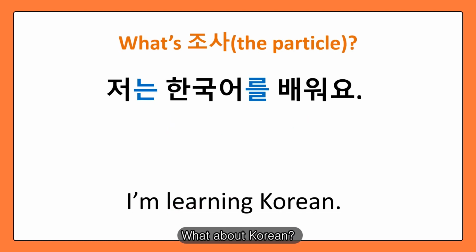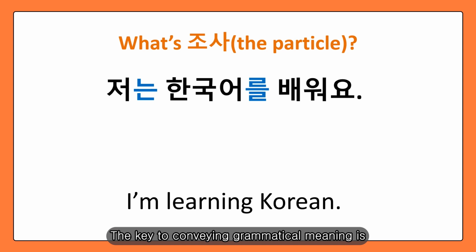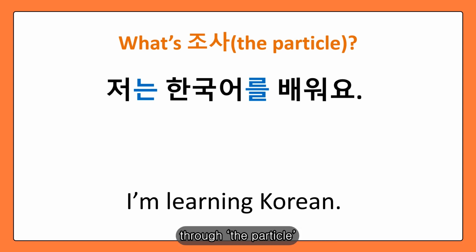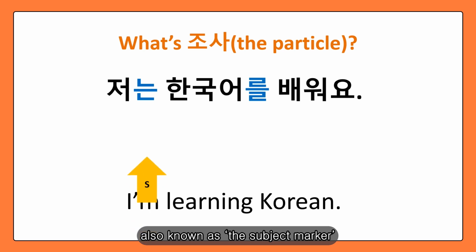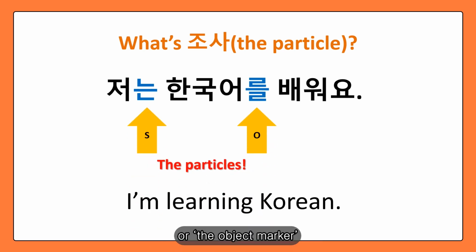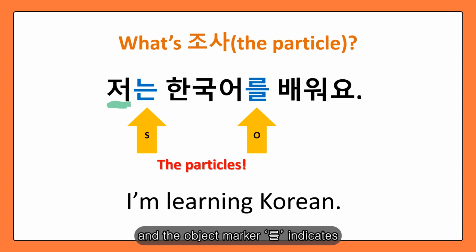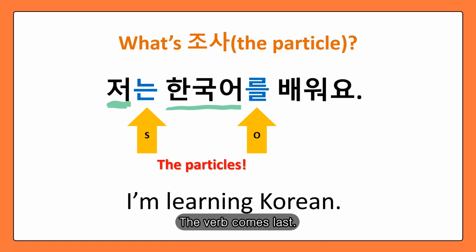What about Korean? The key to conveying grammatical meaning is through the particle, also known as the subject marker or the object marker. They show which subject or object is involved. In the example, the subject marker 는 indicates 저, I, is the subject, and the object marker 를 indicates 한국어, Korean, as the object. The verb comes last.